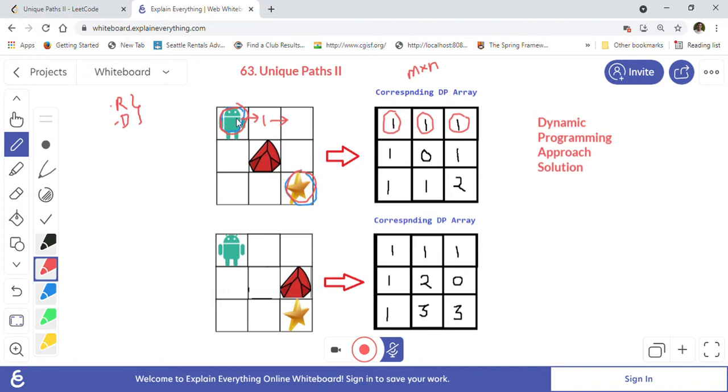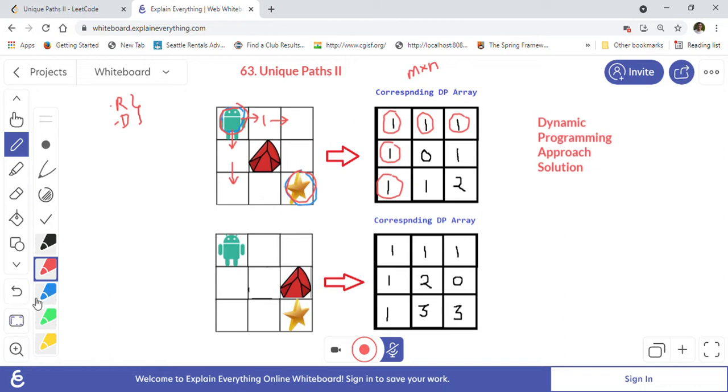Now we will look into the first column. The robot can go downward to reach this cell, so there is only one way to reach this cell. And if the robot is standing here and wants to reach this cell, it can only go downwards. So there is again only one way to reach there. It can just go downwards. So now we have filled the first row and the first column with all ones, because there is only one way to reach those cells.